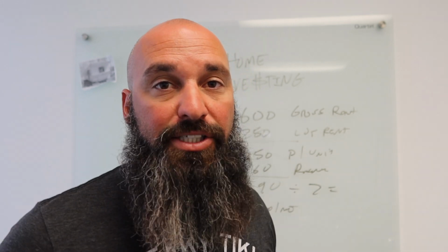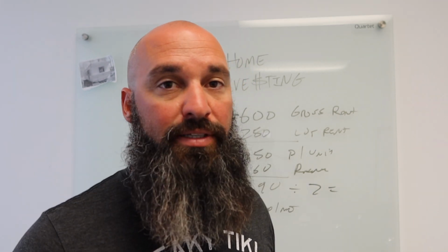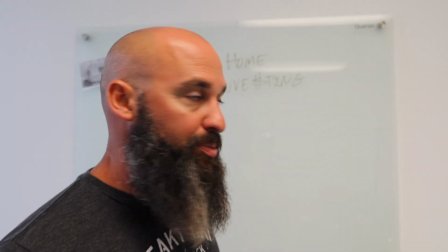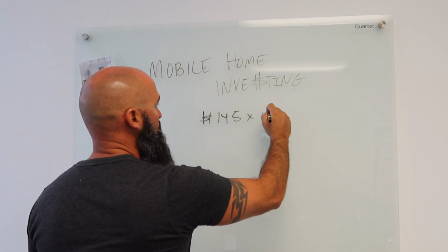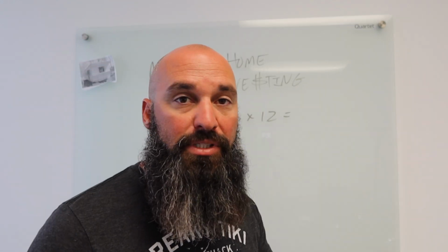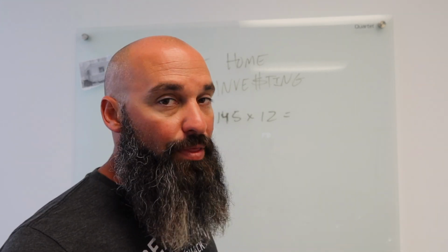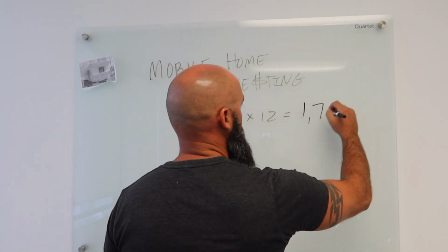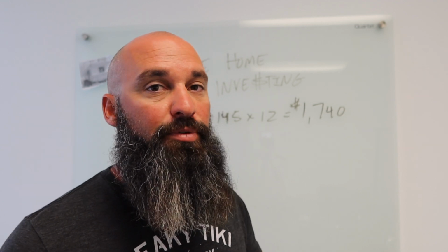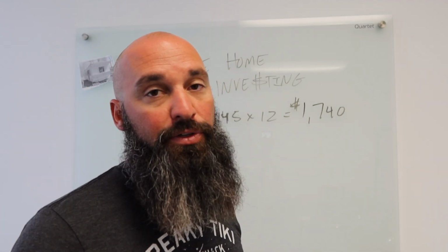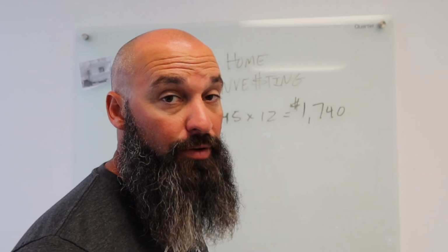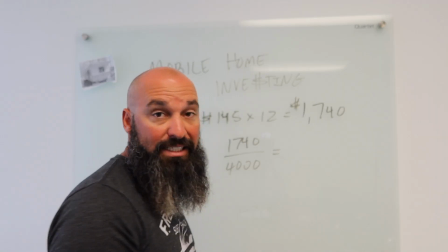Now let's figure out the cash on cash return on this investor's initial $4,000 investment. Now we have to put this on an annual basis. So their 50% take is 145 times 12 equals an annual net operating income of $1,740. Now to figure out the cash on cash return before taxes, we're going to take the 1740 divided by the initial investment from the investor of $4,000.